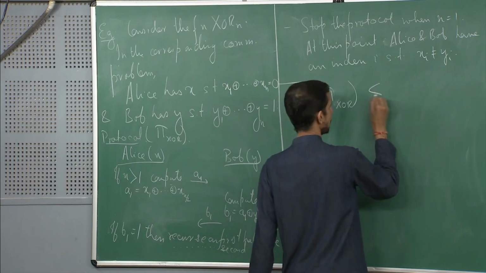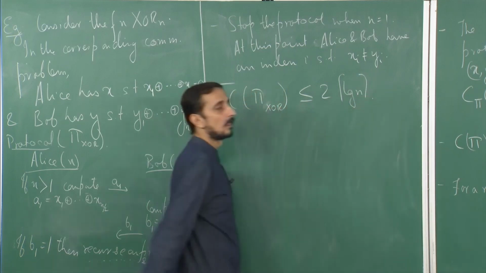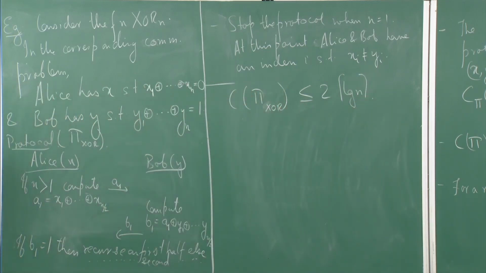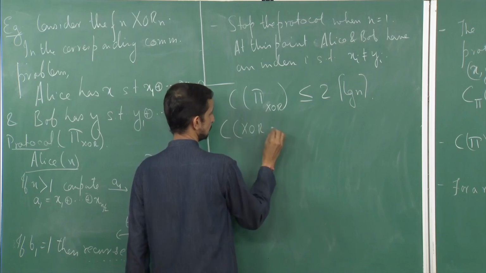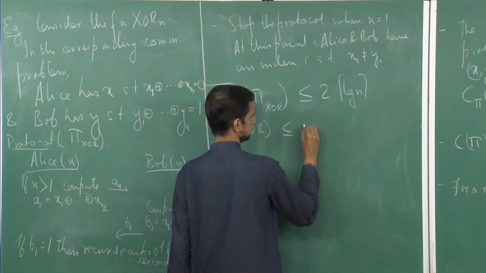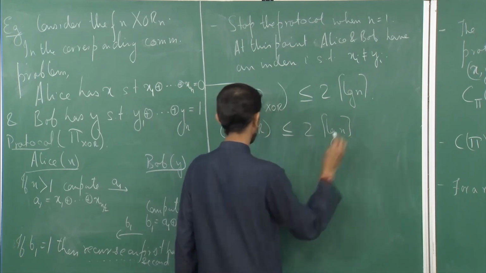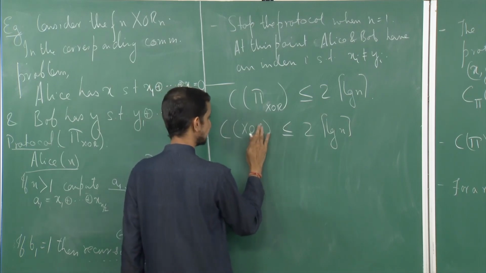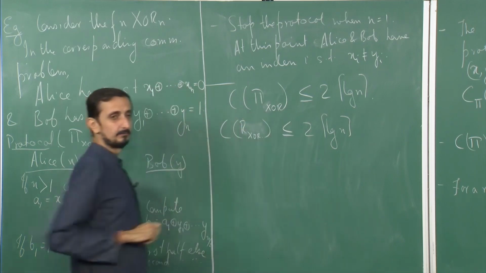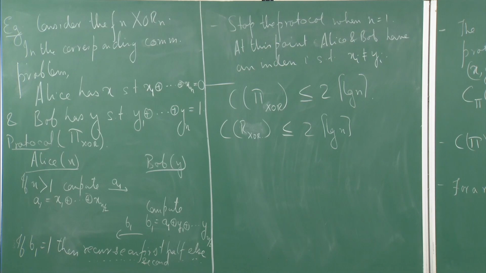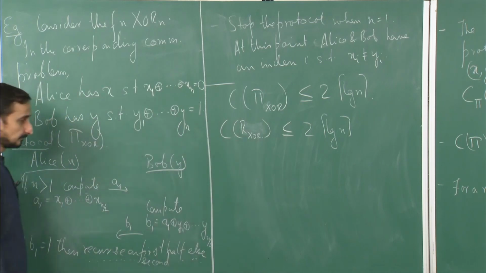So we have a total of 2 log n bits that are communicated maximum, which means that the communication complexity of ZOR is at most 2 log n. Actually I'm not looking at exactly ZOR, but the relation corresponding to ZOR. I haven't defined it formally, but you can define the relation corresponding to the ZOR function. Because there is a protocol, it is at most 2 log n.